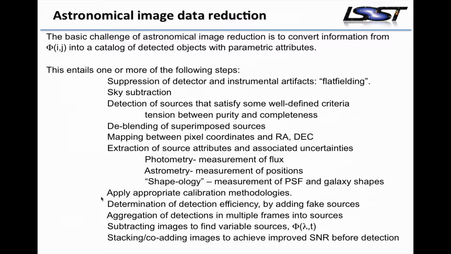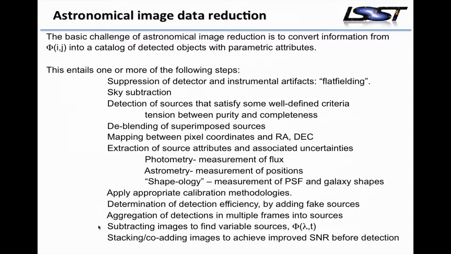We then need to apply appropriate calibration methodologies for flux and position and shape measurements. It's common to go back and add fake sources to the images and rerun the reduction pipeline in order to map out the detection efficiency for finding objects of different size, shape, and position. The step of aggregating the detections across different frames into composite objects that we think are real sources on the sky can be done either by taking the catalog image by image, or doing a simultaneous fit across all images to basically derive optimal estimators for object attributes.